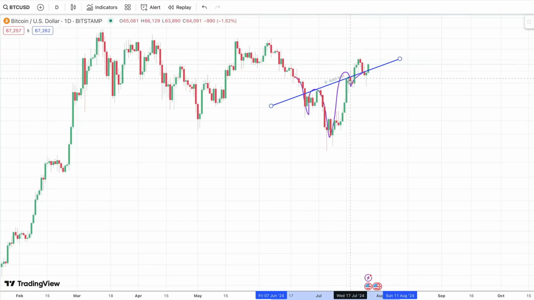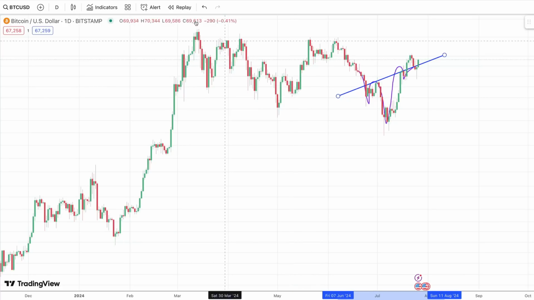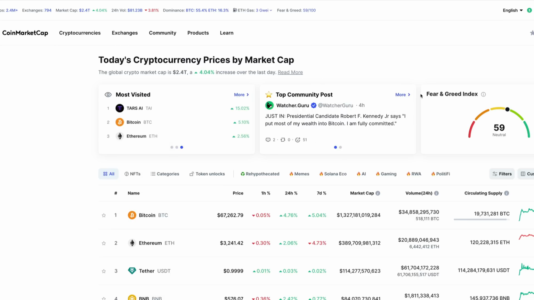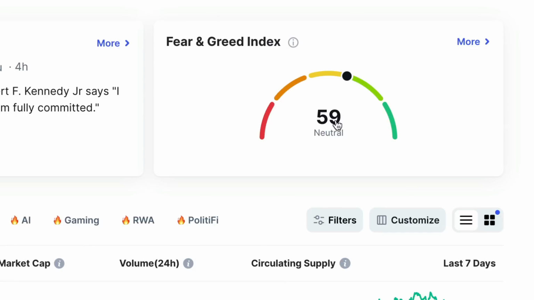So we did dip down. The move was a reversal. Candlestick ended up green, and today we are seeing more bullish momentum to the upside. So this is faring well. I think for crypto, fear and greed sentiment is still in neutral territory. We're not out of the woods yet.